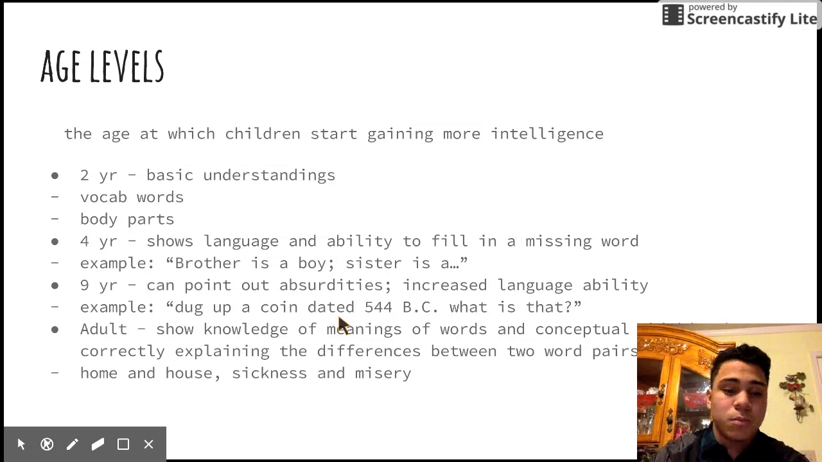As an adult, they show knowledge and meaning of words, and they're able to think correctly, explaining the difference between two word pairs like home and house, sickness and misery, etc.